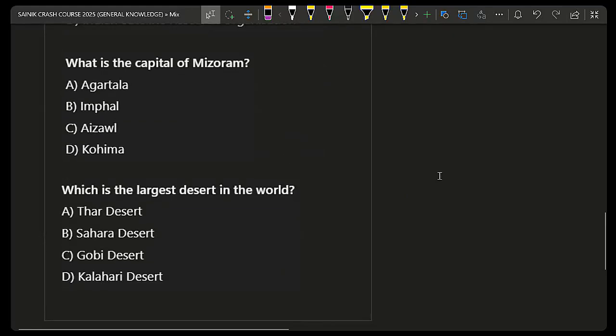Which is the largest desert in the world? Thar Desert, Sahara Desert, Gobi Desert, Kalahari Desert. Largest desert in the world.